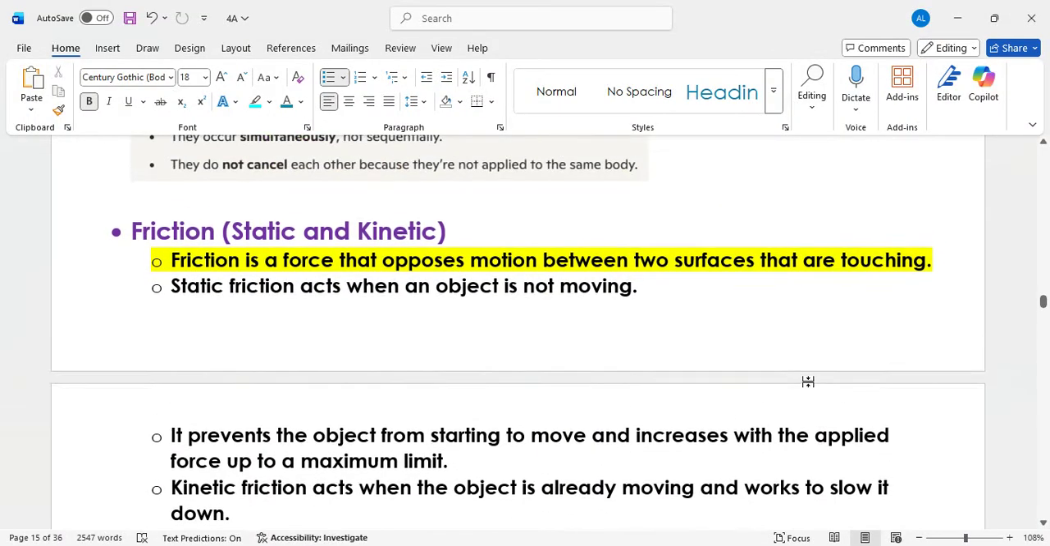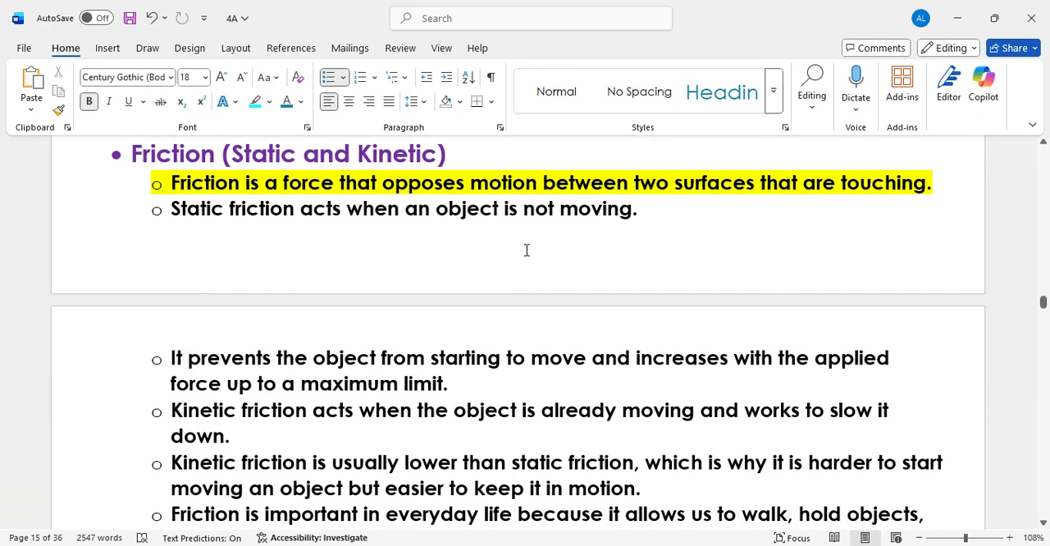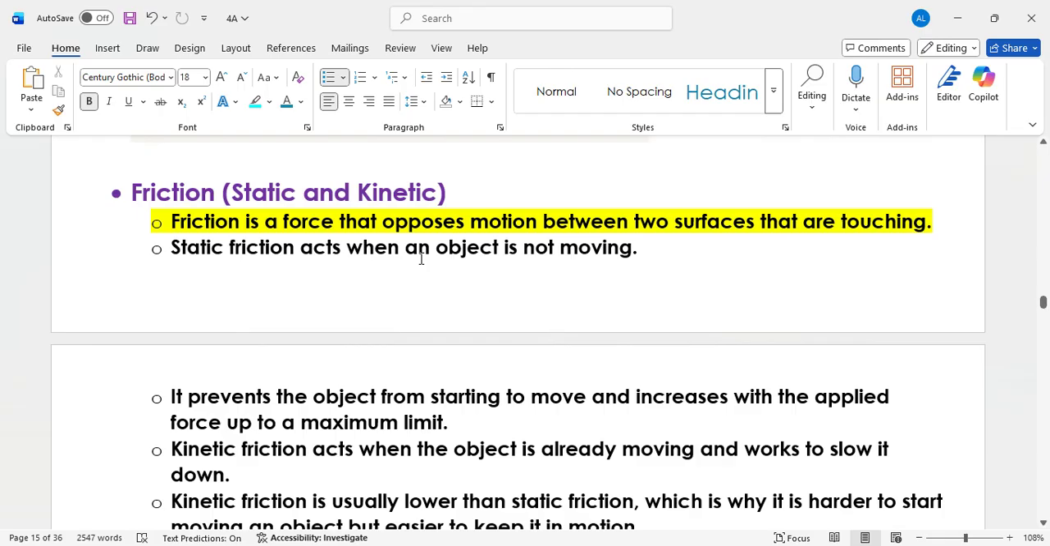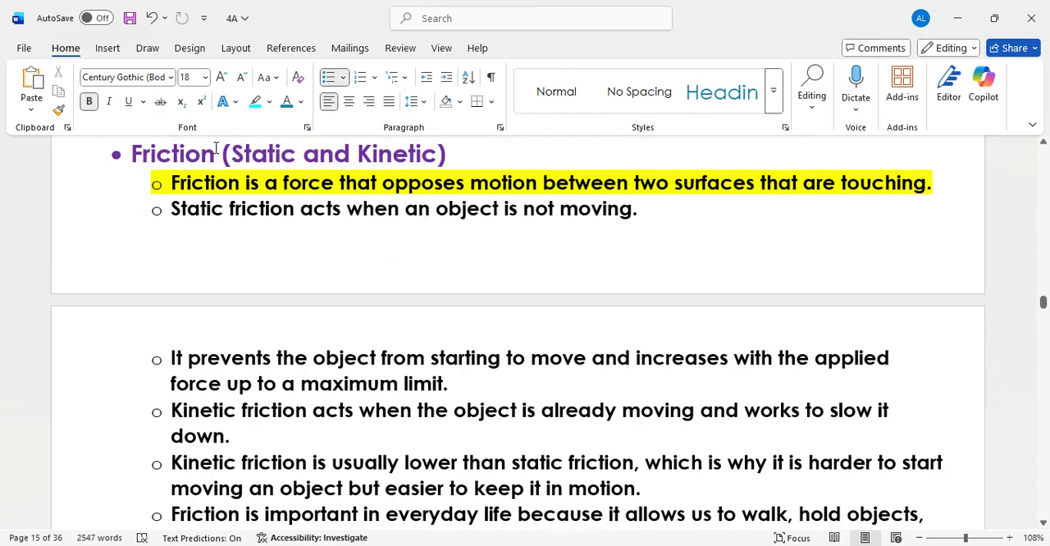You're forcing the block, and the block is forcing you. The two bodies are not the same, so the forces do not cancel each other out. One is positive, one is negative. F12 equals minus F21.